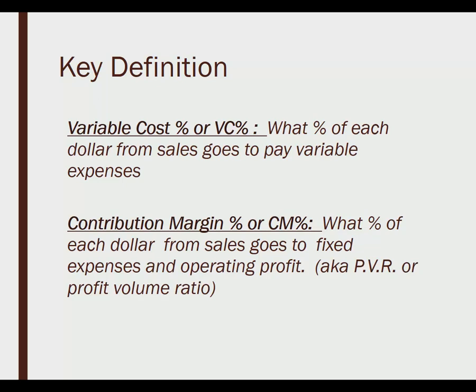Contribution margin percentage, or CM percentage, is what percentage of each dollar from sales goes to fixed expenses and operating profit, okay, or profit volume ratio. Another way to look at that is it's whatever's left over after we've paid for the variable cost percentage. So 1 minus the variable cost percentage would give us our contribution margin percentage.